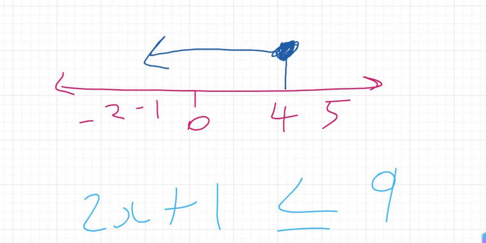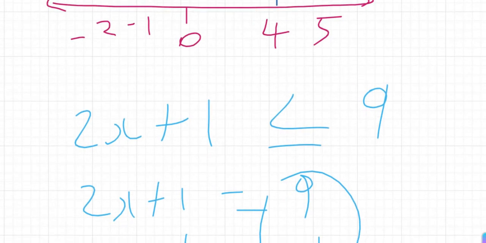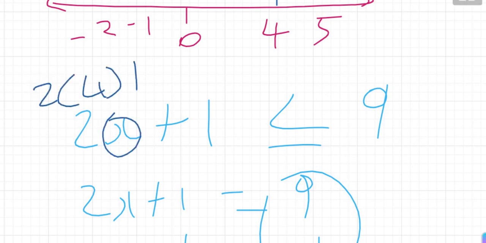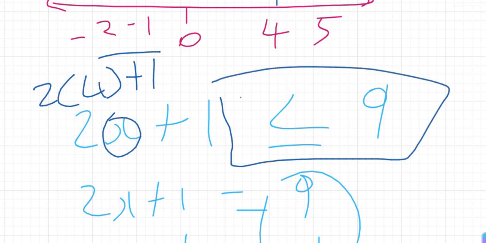So let us choose 4 and see what we get. If we substitute 4 for x, we get 2 times 4 plus 1, and this gives us 9. So it will be true if we say 9 is equal to 9.